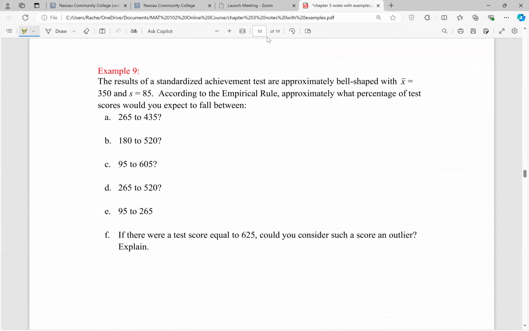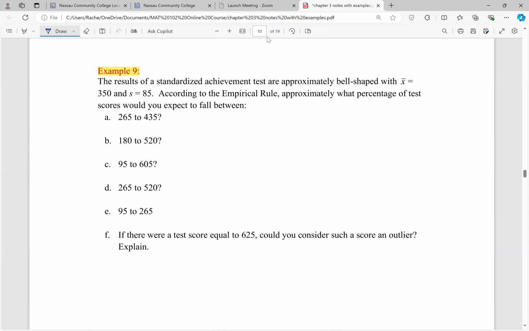So let's look at example 9. The results of a standardized achievement test are approximately bell-shaped with a sample mean equal to 350 and a sample standard deviation S equal to 85. According to the empirical rule, approximately what percentage of test scores would you expect to fall between, and then I have a bunch of questions. So A says 265 to 435, B says 180 to 520, and so on and so forth.